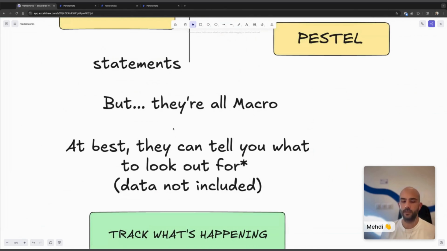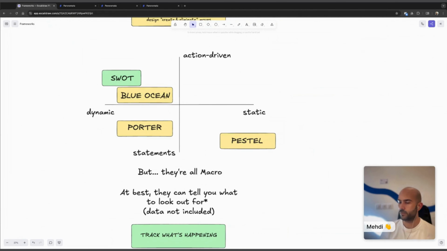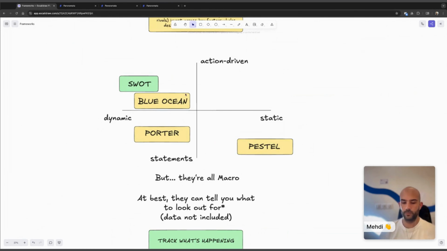The issue here is that all those frameworks are macro. They look at you in the market overall and help you figure out how you behave in the market versus the others, but they don't get into the details of the real marketing strategies directly, what's working versus what's not. At best, they can tell you what to look out for, what you should envision doing, what you should envision stopping as well, or what you should brace yourself for as for the threat.